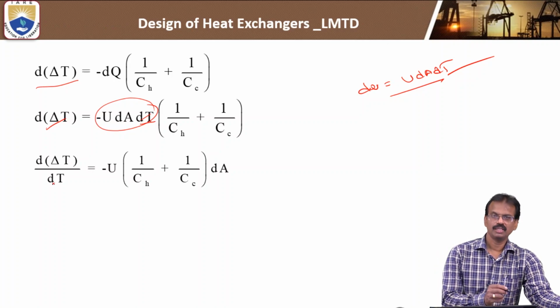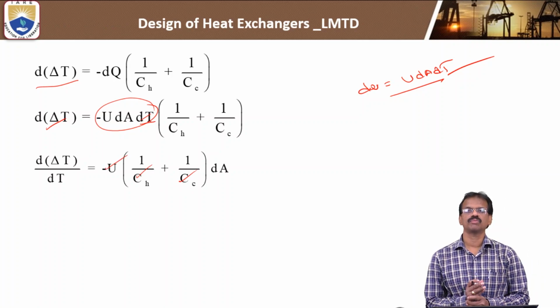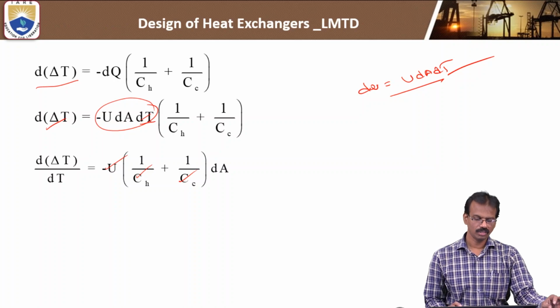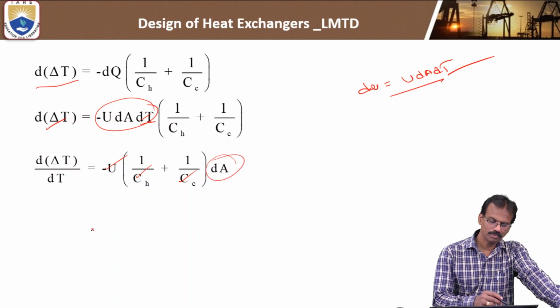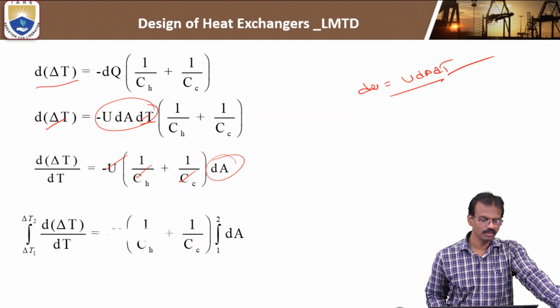The derivative of delta T by delta T is equal to minus U into 1 by CH plus 1 by CC dA. According to the assumptions, all these are constants. The overall heat transfer coefficient is constant for the entire heat transfer in the heat exchanger. Then CC and CH we are also assuming to be constant parameters. Then the variable parameter is dA. So we can integrate both sides.